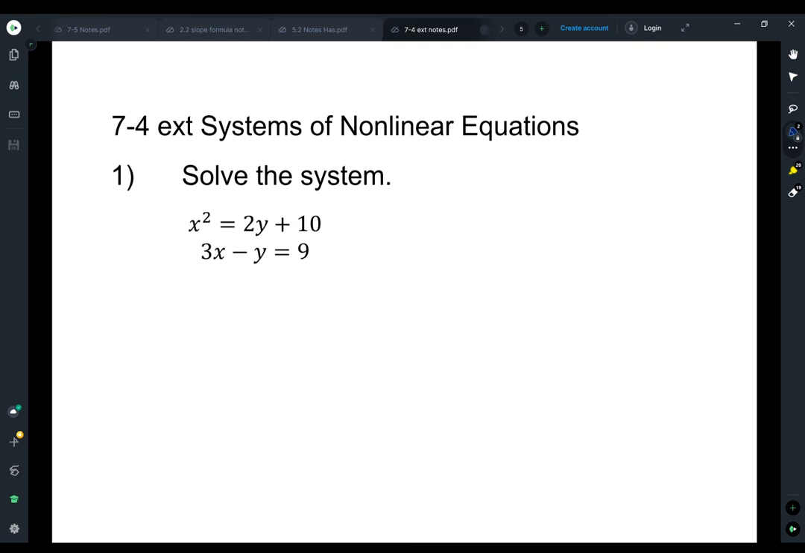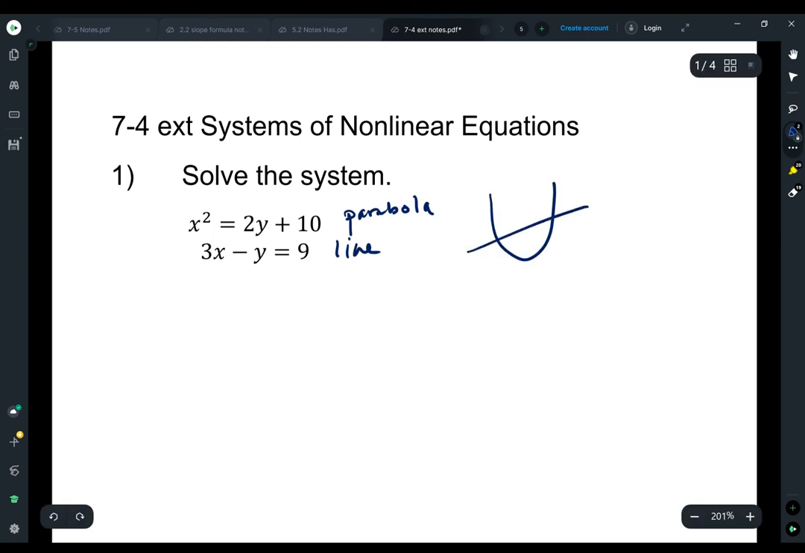So in the first one, it looks like I have a y and then an x squared, so this is going to be a parabola. My second one's just a line. If I think about all the different ways a parabola and a line could cross, it's possible that I could have two solutions. It's possible that I could have one. So I just want to be thinking about the picture of what this could look like as I'm going through and solving. It looks like this one would be pretty easily set up for substitution. So that's what I'm going to show here.